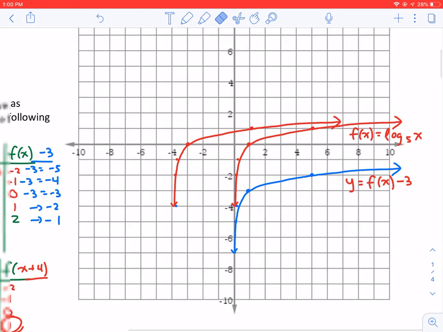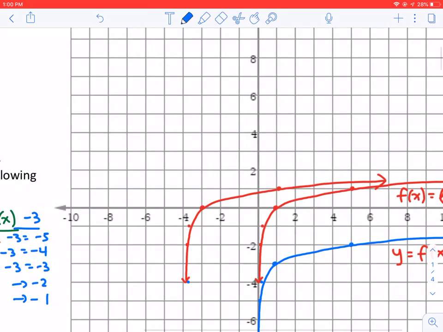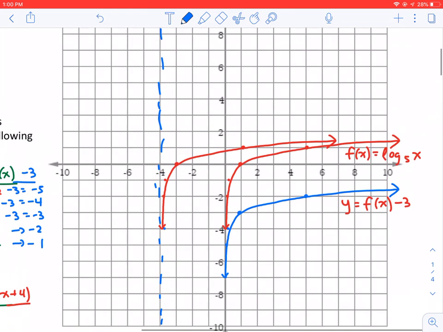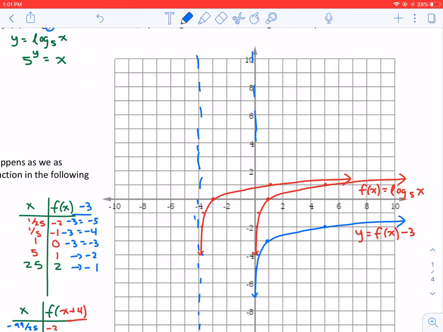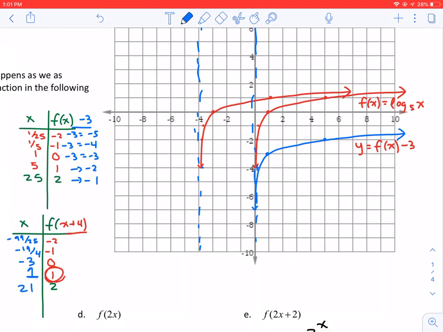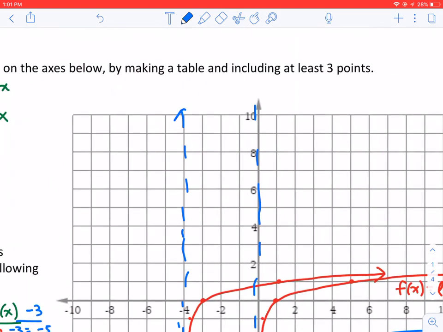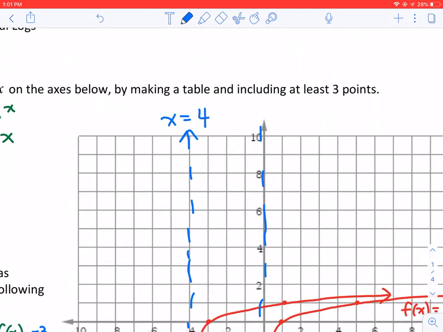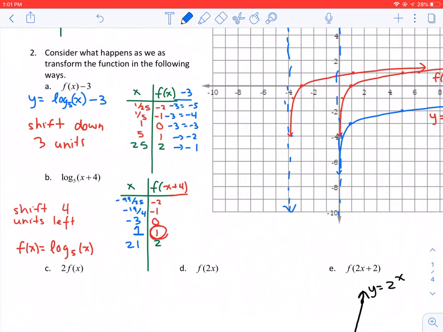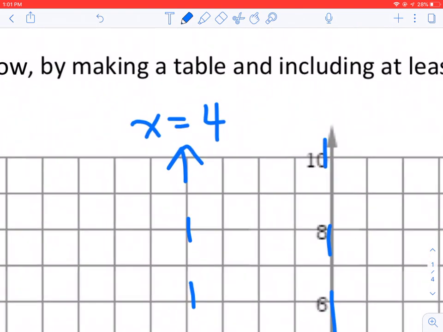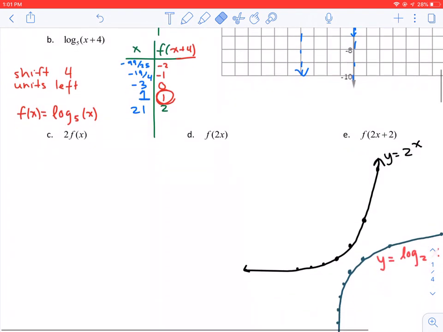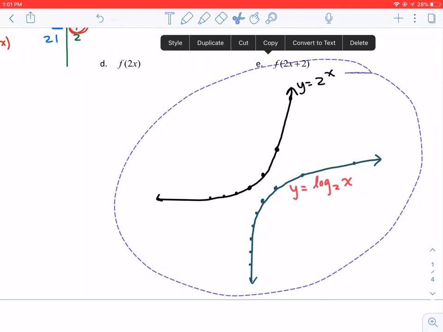So the interesting thing I want to point out here is when we shifted it left 4 units, our vertical asymptote also got shifted 4 units to the left. The original vertical asymptote is the y-axis, x equals 0. But once we shift it left 4 units, our vertical asymptote also gets shifted left 4 units, and that's going to be x equals negative 4 now. So the domain of this guy is x values greater than negative 4. All right, we're not going to graph all of them. Just want to give you the general idea.